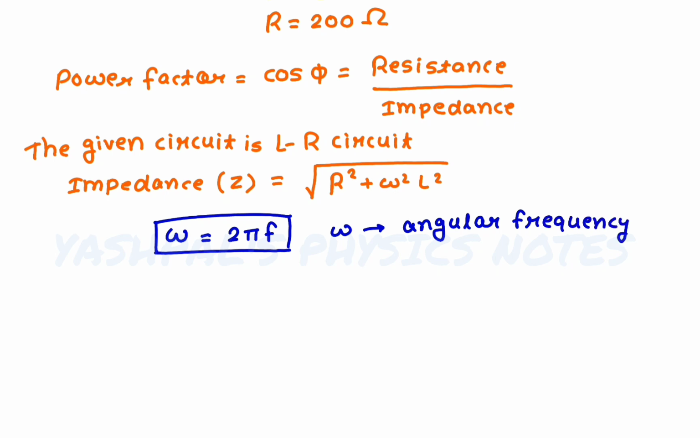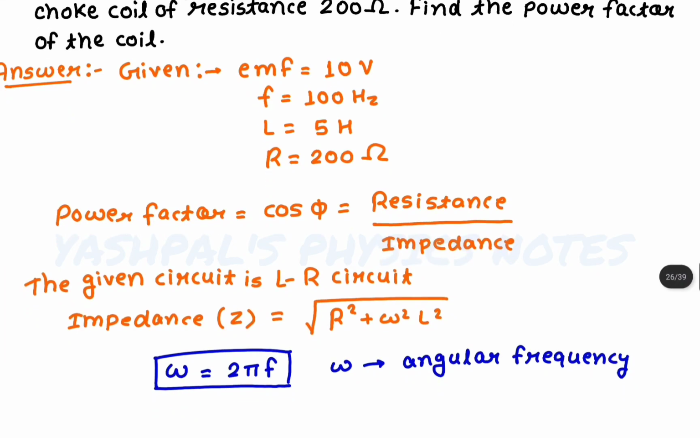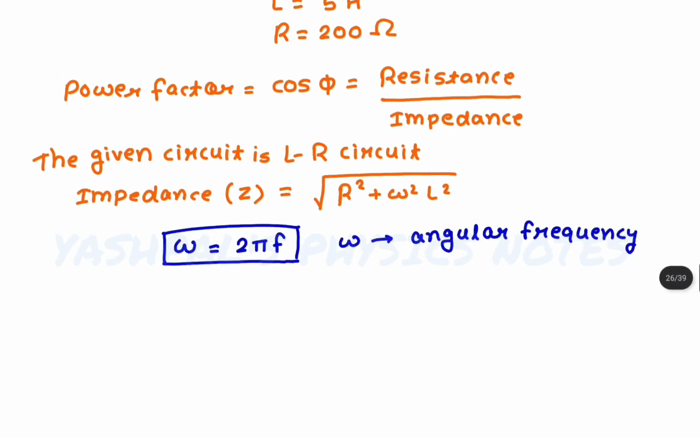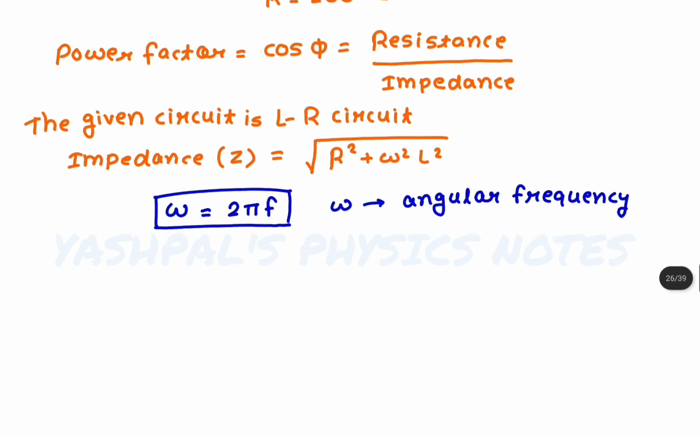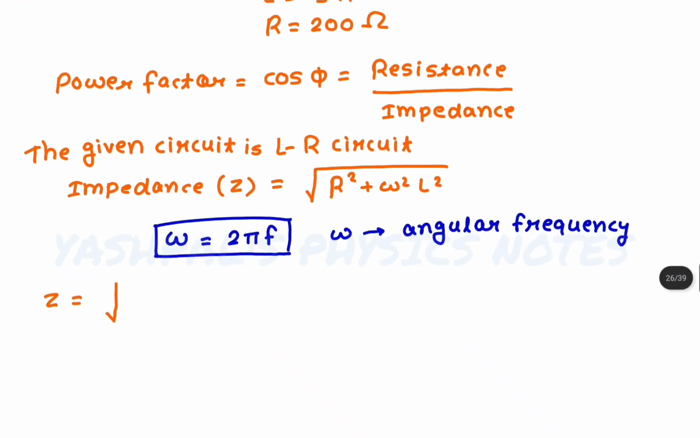See, from the given data we have the frequency f as 100 Hz, so we can directly substitute this value. Now let's proceed. Here I am writing impedance Z is equal to, now substitute the values: capital R, that is resistance, is 200 ohm.